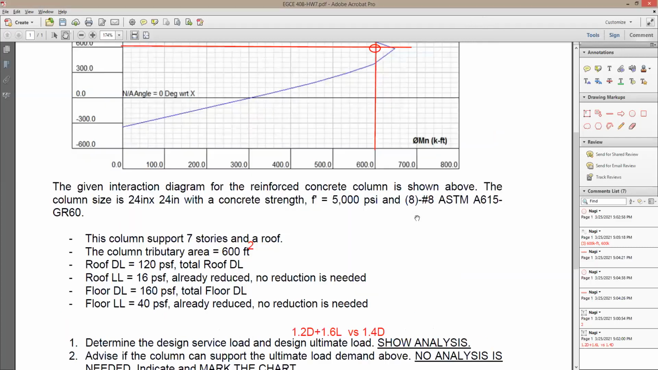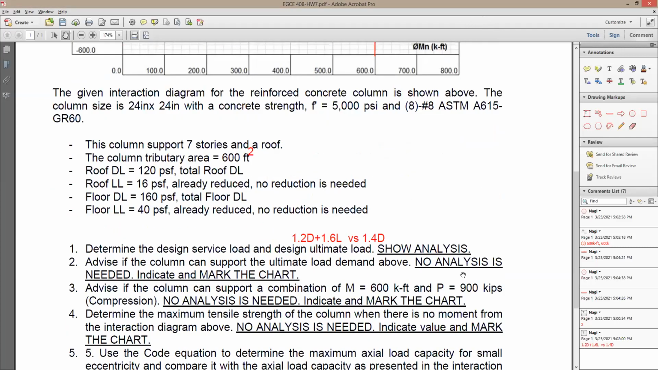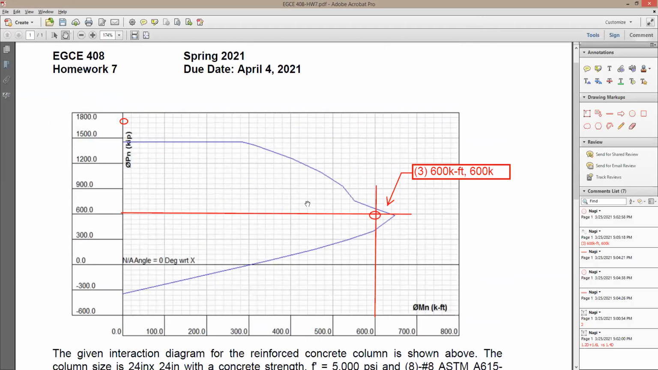Is it 900 kips or 600 kips? 900 kips. Thank you. I don't want to show it for 900 kips, I just want to show it for, but if you like. Yeah, it's going to be here, which means it's not going to be good. Now I solved a few of them for you. So it's going to be 900 kips, which means it's not going to be good, right?